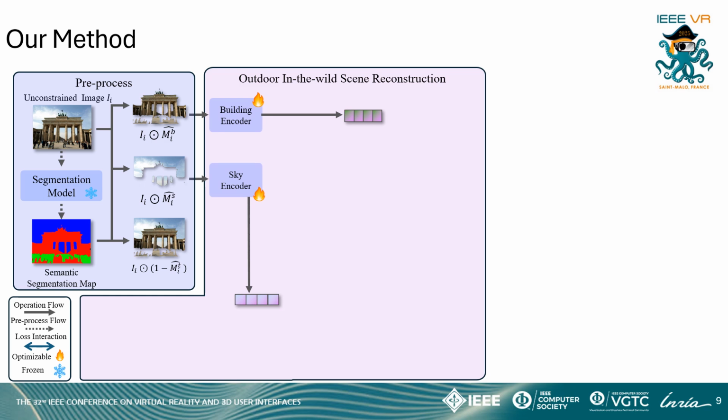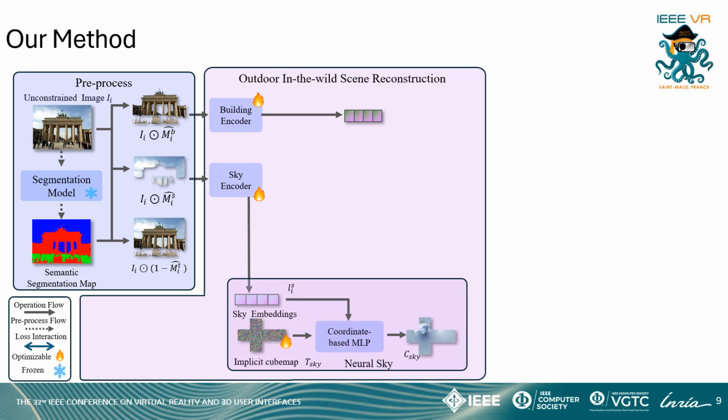Then, we use the building encoder and sky encoder to extract features for the sky and building separately. This can be seen as an attention mechanism, allowing the neural network to focus on distinct parts of the image. Next, we propose the Neural Sky module, which generates diverse skies based on the sky embeddings and a learnable implicit cube map. The implicit cube map effectively prevents catastrophic forgetting in the neural network, and we use a TV loss to prevent the generated sky from being overly high frequency.